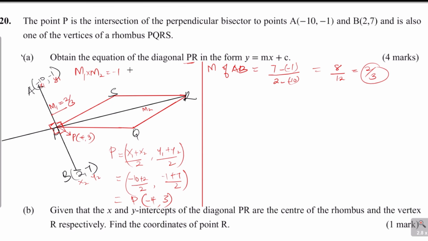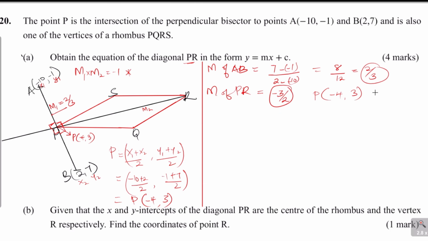Thereby, using these, the gradient of PR will therefore be -3/2, so that when you get the product of these gradients, you should get -1. They're perpendicular. Now we have a point and we have the gradient of PR. We have a point on PR, that is P. P is (-4, 3).